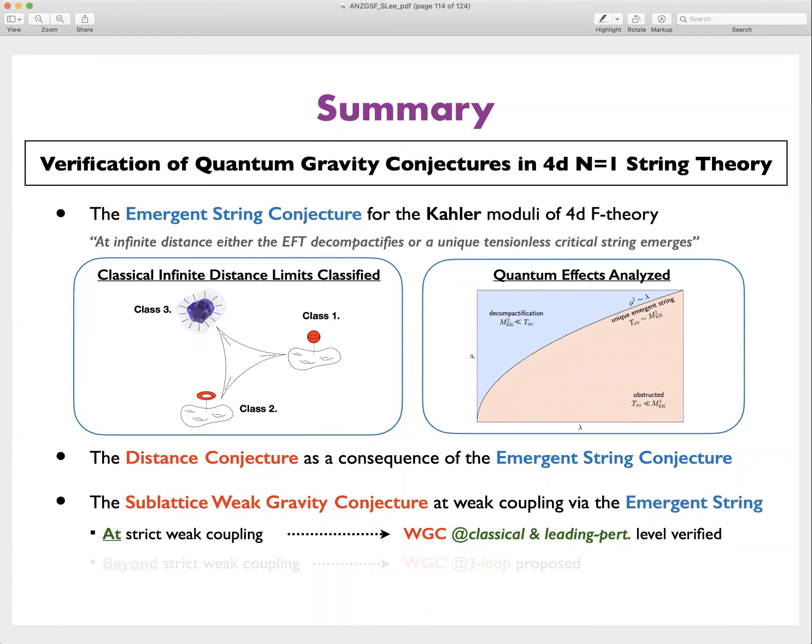At strict weak coupling, the classical analysis has to be corrected by at least part of the leading alpha prime effects, but in the end, they work together very nicely to realize the weak gravity conjecture. And unfortunately, I have not managed to discuss this point, but it turns out that also slightly away from strict weak coupling, the weak gravity conjecture can be proposed.